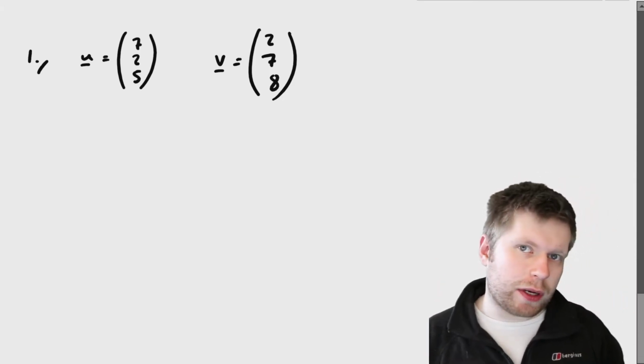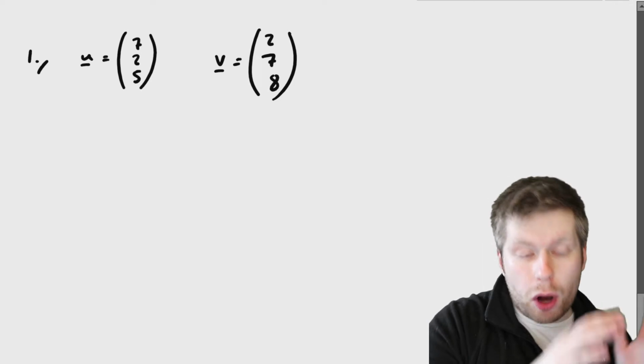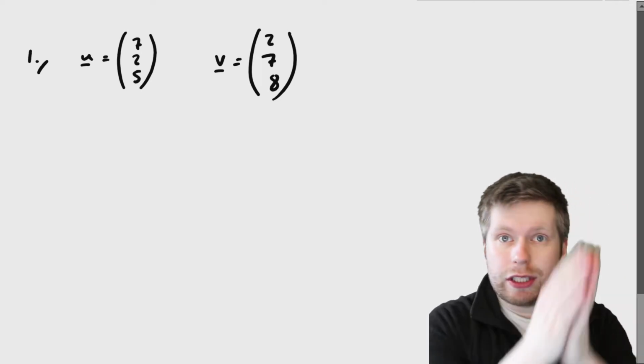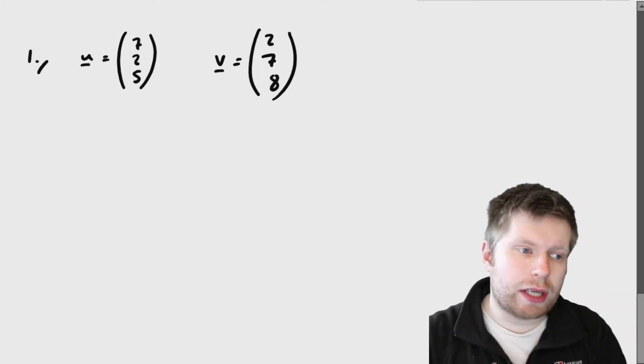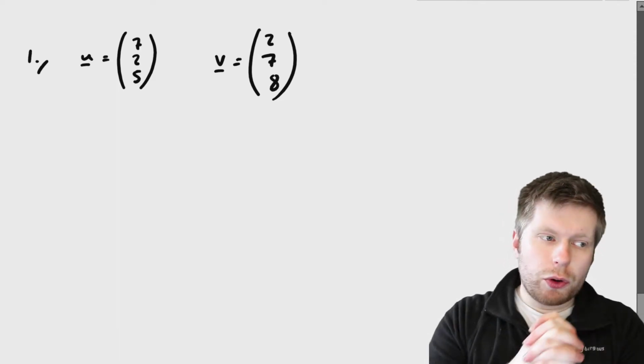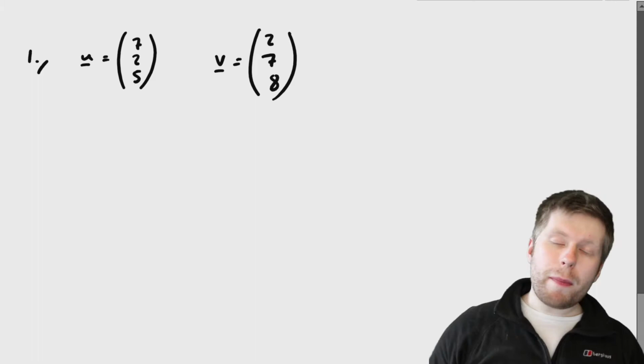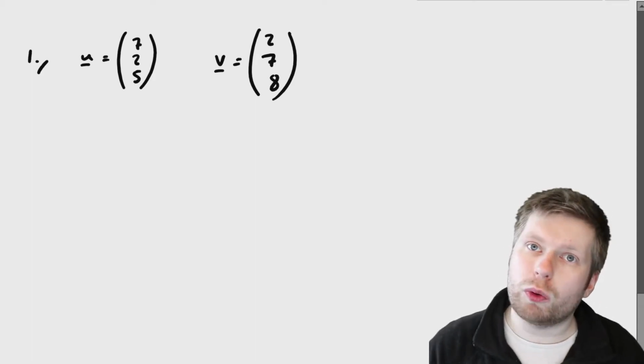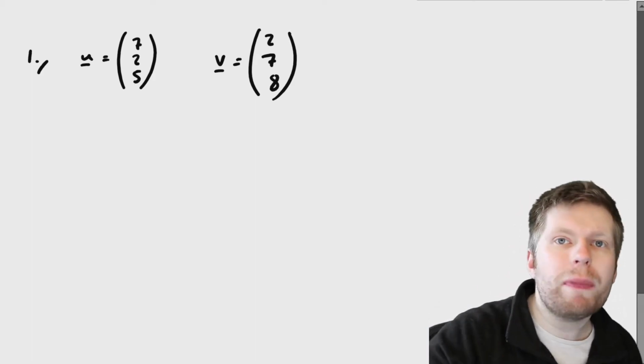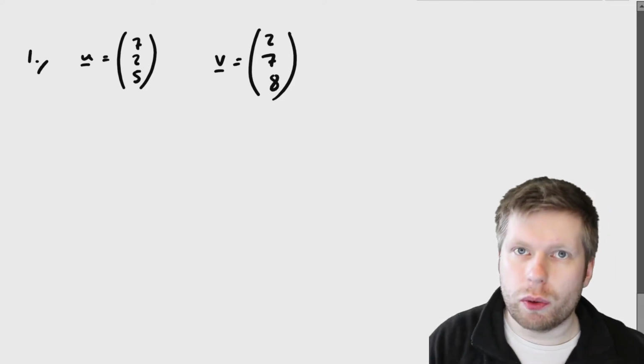So in this question we've been asked to find the vector which is perpendicular to u, which is 7, 2, 5, and v, which is 2, 7, and 8, okay? So in order to do this, I can use the vector product because you remember by default, the vector product will always give you a vector which is perpendicular to the two vectors that you are using.